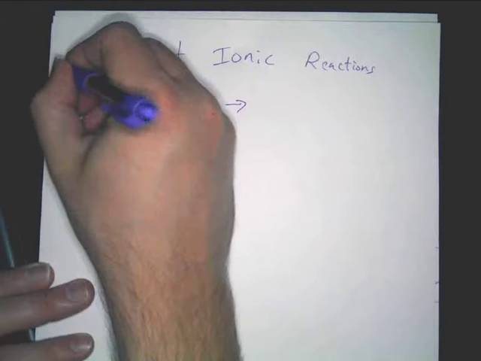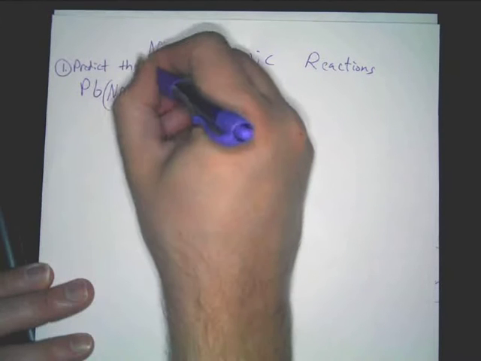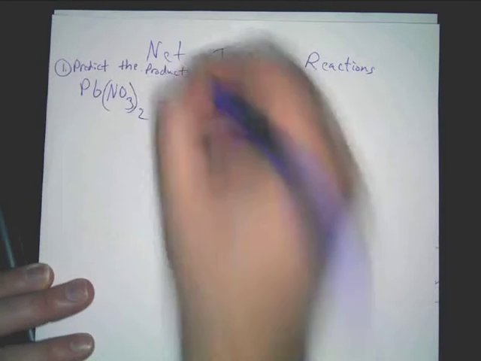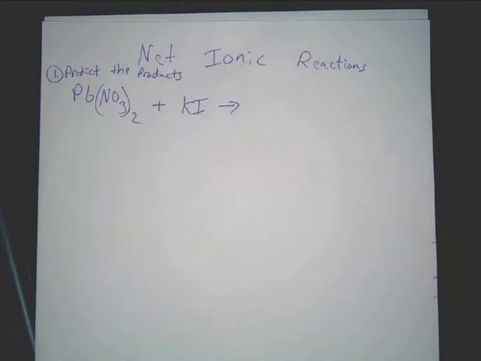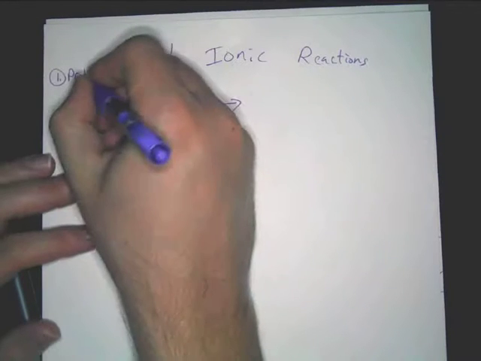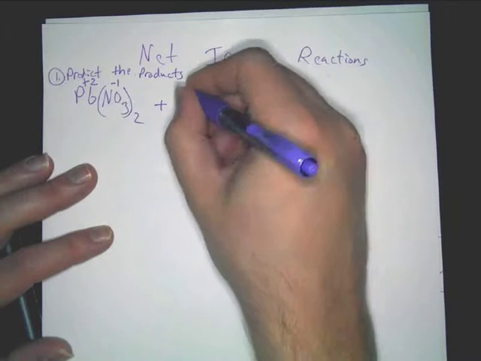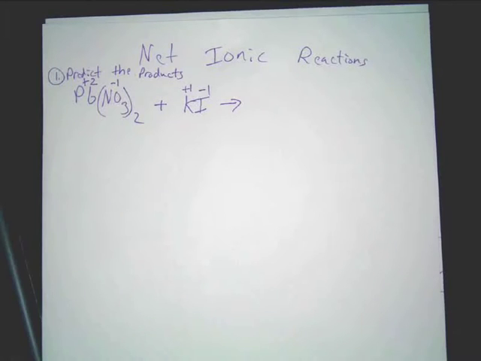Step 1, I'm going to write it up here actually. Predict the products. So step 1, predict the products. Now, the way you actually predict these products, same thing we just did on those couple examples that we attempted. All you do, you identify charges. Pb is +2, nitrate is -1. K is +1, I is -1. Do you agree with me on those? Good.